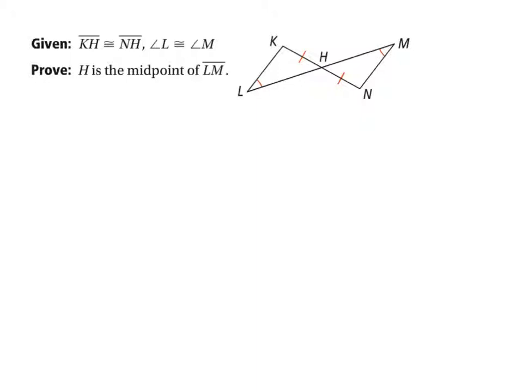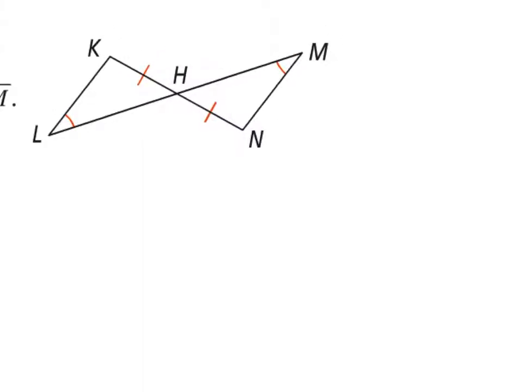Okay? So, starting out here, what I want to do first is start with what we are trying to prove. So off to the side, I'm just going to write a plan for my proof. If we were trying to prove that H is the midpoint of line segment LM, well, right there is point H, and LM is that long segment from L to M. So let's think, if H was, in fact, the midpoint, what would we know?